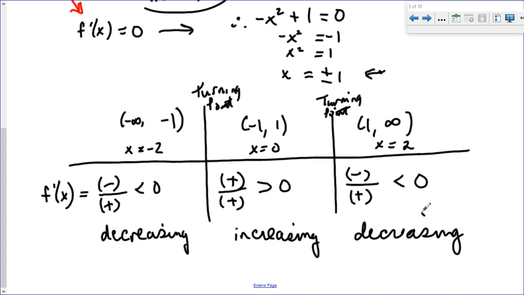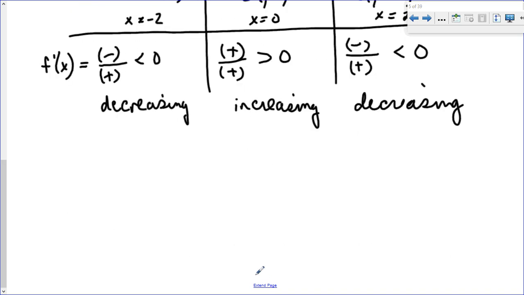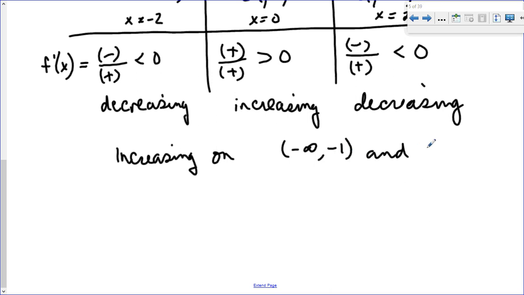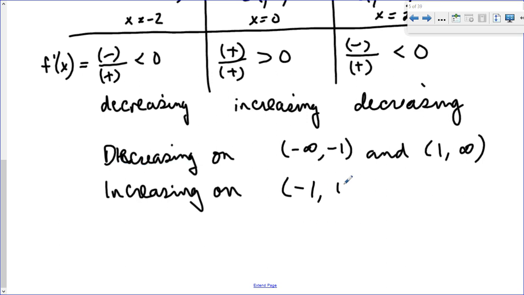We should just state this statement here. That first one is decreasing, and it's increasing on the middle interval.